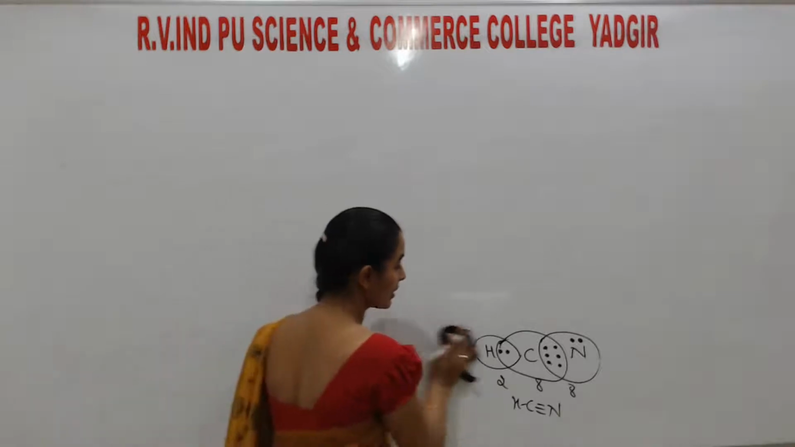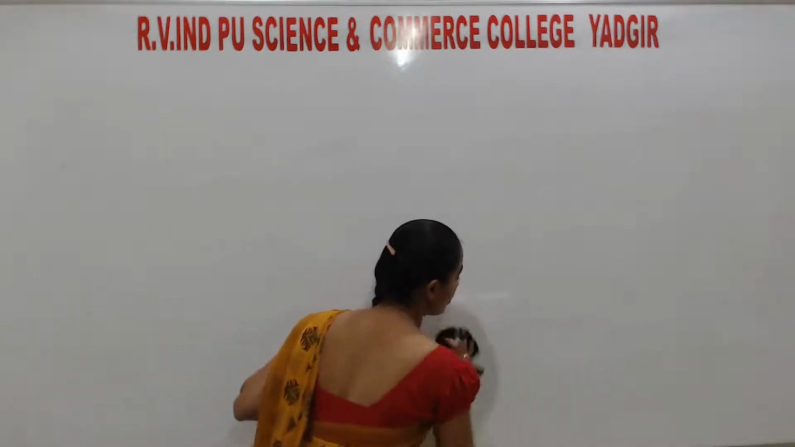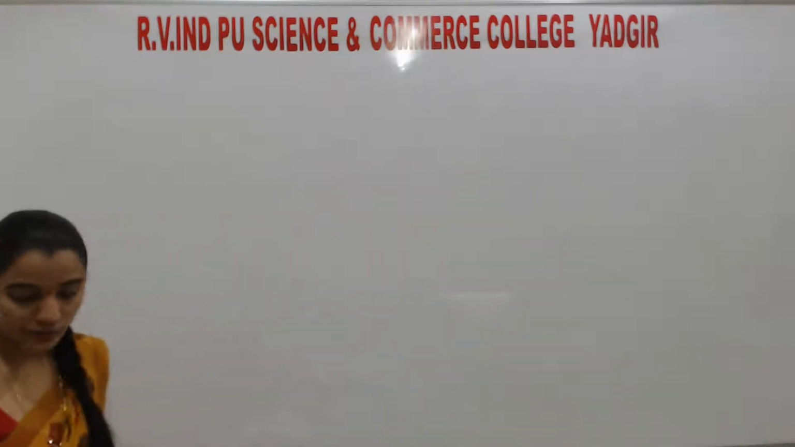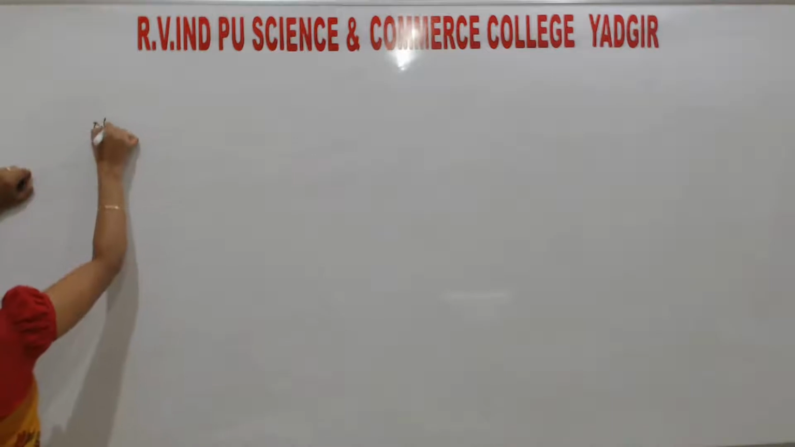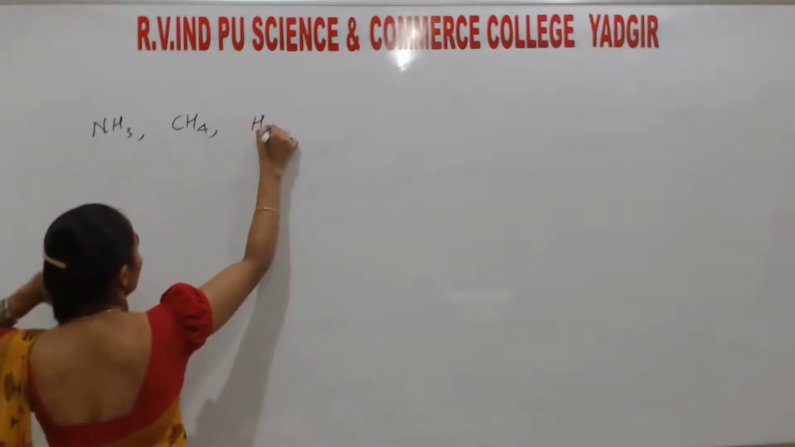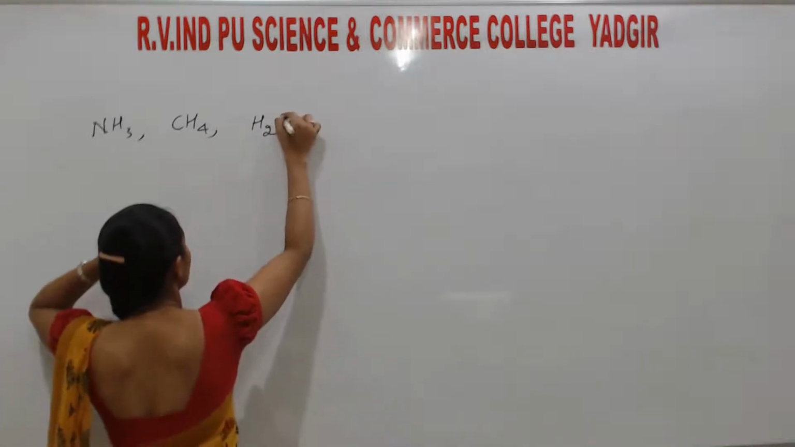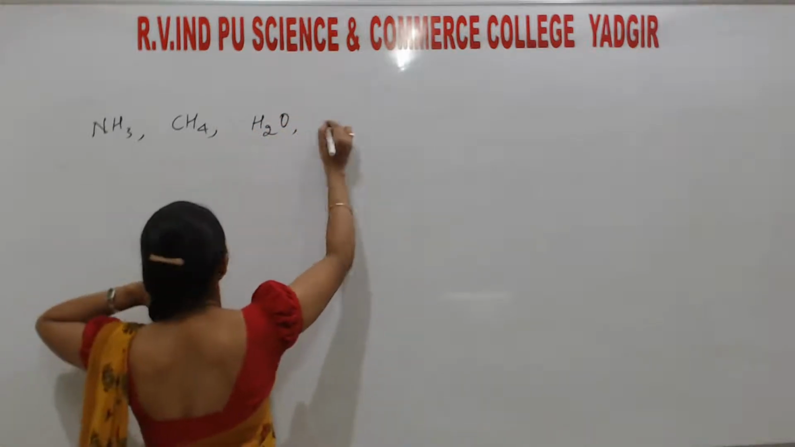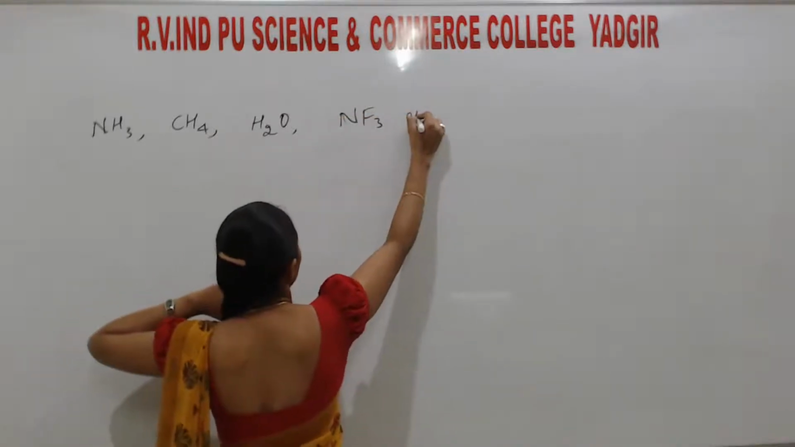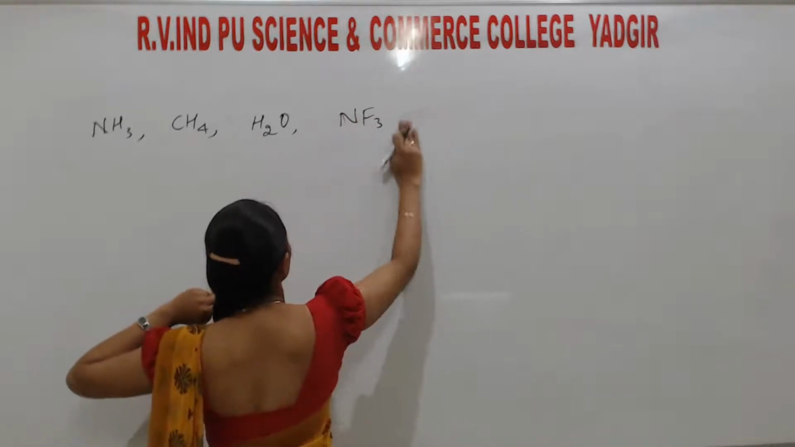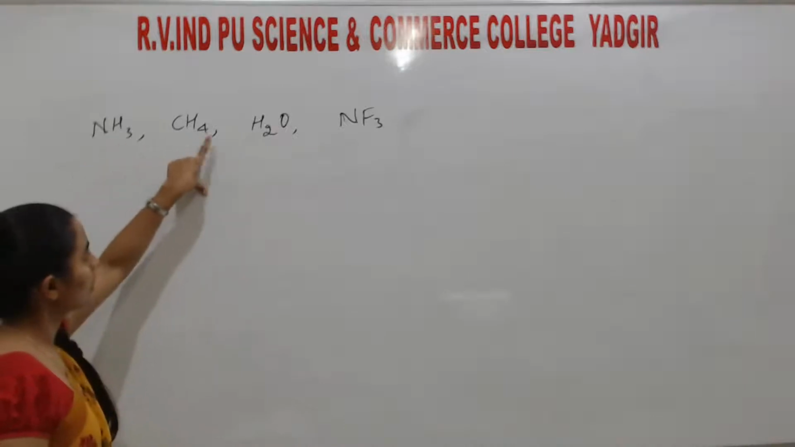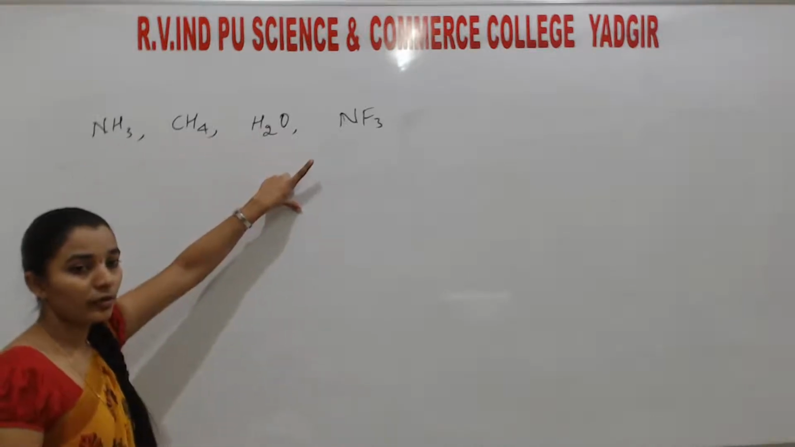They directly ask for the structure. So students, how to write the different structures in the Lewis-Strauss manner? I will show you, so listen. NH3, CH4, H2O, and next NF3. I'll write these 4 structures: ammonia, methane, water, and trichloroamine.